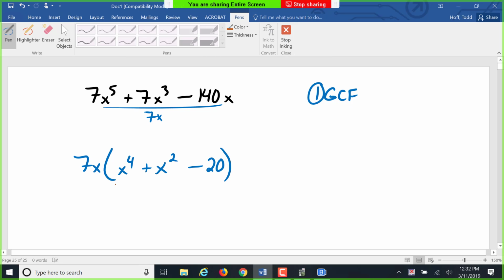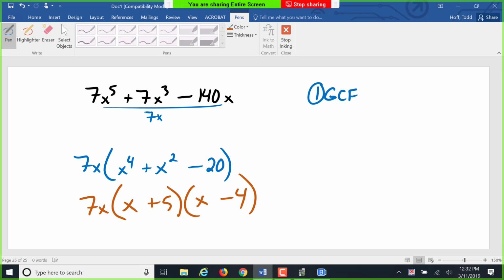So now, inside here, we have to see if we can factor this trinomial. What should we try? 5 and 4. Now it's a negative 20, so which one should be plus and which one should be minus? You're going to need a plus 5 and a minus 4. Okay, so is it x plus 5 and x minus 4? Yep. Careful. X squared, there we go.